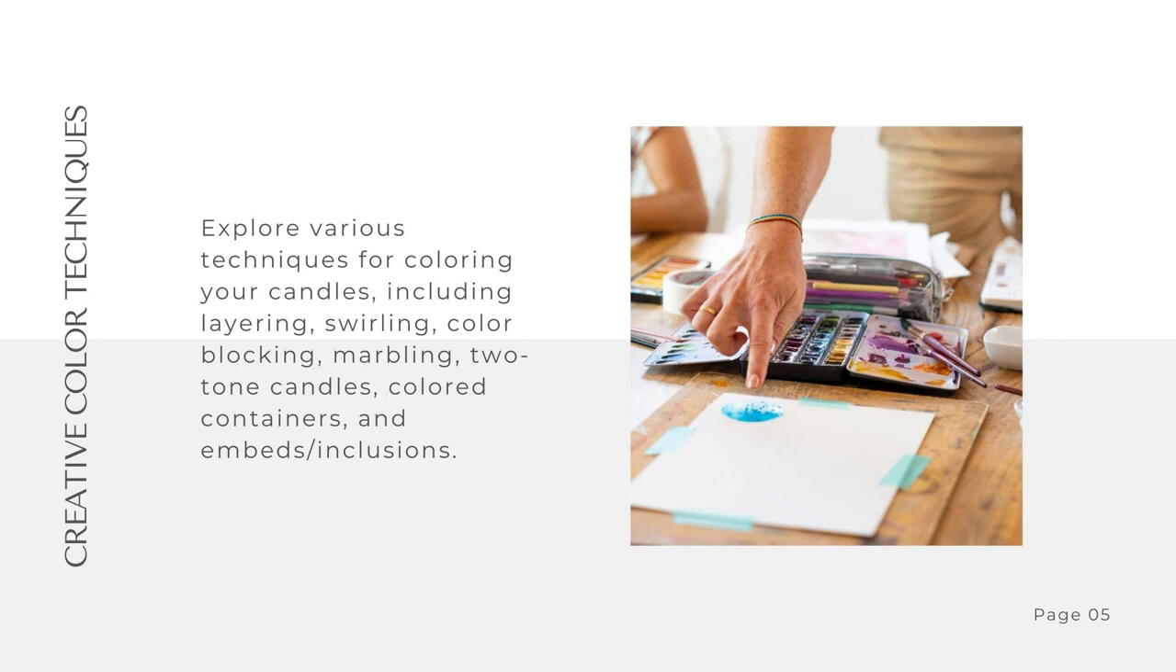Two-tone candles. For a classic and elegant look, create a two-tone candle. Pour a layer of one color into your mold, allowing it to harden completely. Then, carefully pour a contrasting or complementary color on top, creating a distinct separation between the two tones.